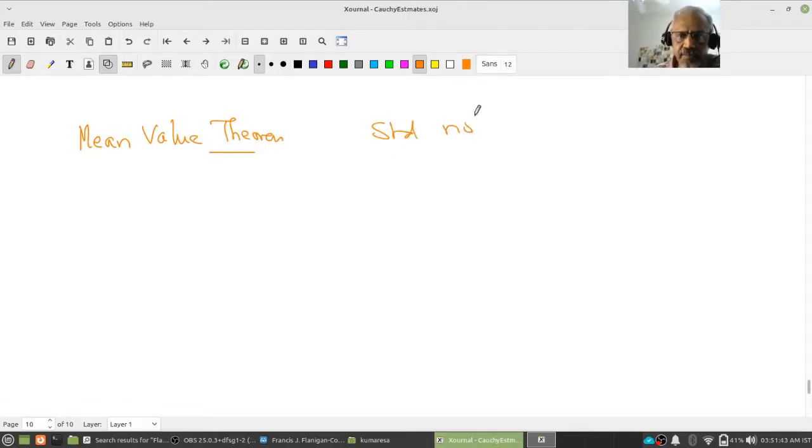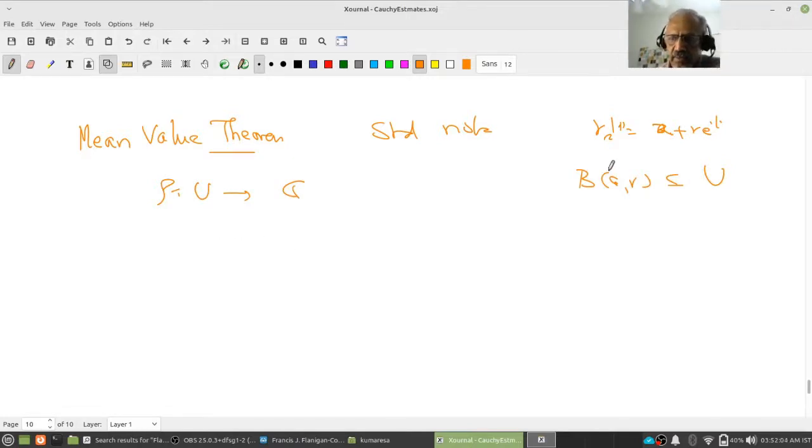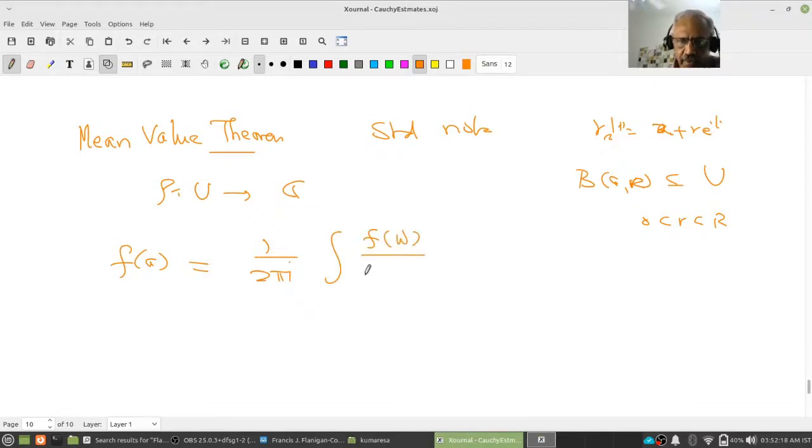We keep the standard notation. Gamma r of t is a plus r e^(it). As usual, the closed disc is contained in U, and f is holomorphic from U to C, etc. In fact, the closed disc of radius capital R is contained, and 0 is less than small r. This is a notation just to make sure that I know what I am writing. Therefore, f(a) is 1 by 2 pi i integral of f(w) by (w minus a) dw. This is the Cauchy integral formula, right?